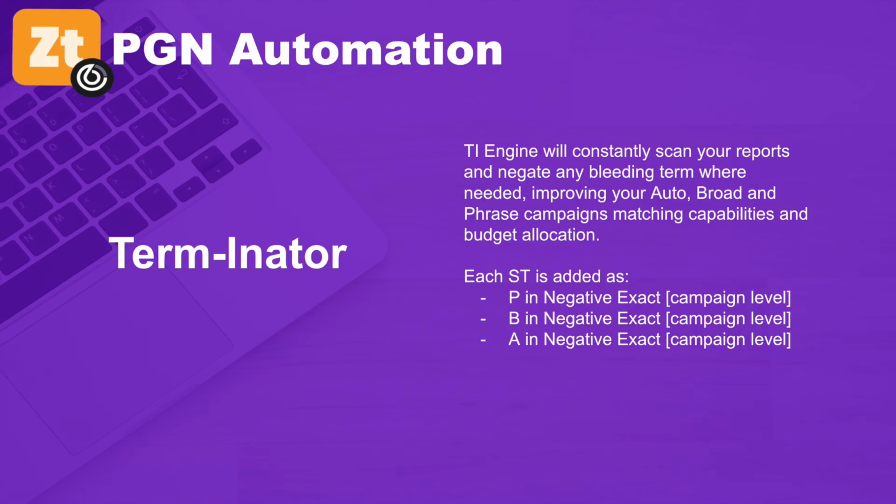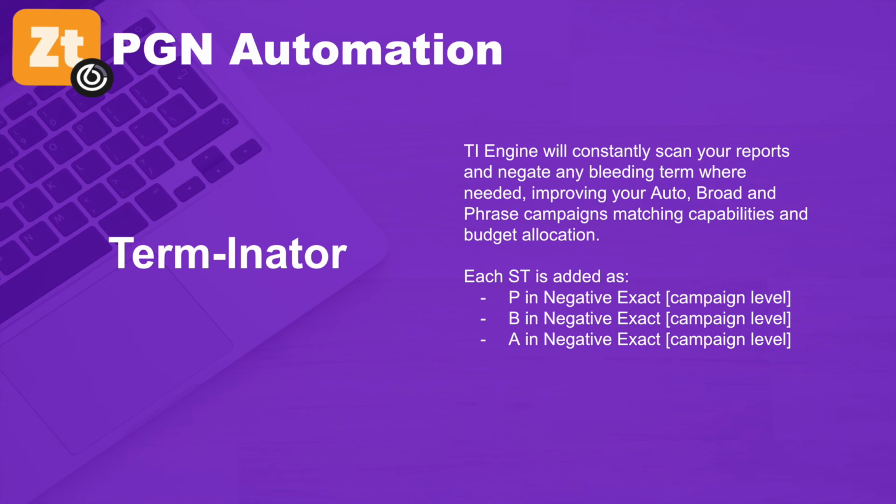Then we have the Term-Inator and Asinator engine, which is the opposite of the second and third engines, where we find the search term that make you bleed money, search terms that are not relevant or not converting, and negate. Term-Inator will act on the customer search terms report. Whenever we find a search term that is not behaving and is making you bleed money, we will take and negate in your campaigns. Negative exact match in phrase.